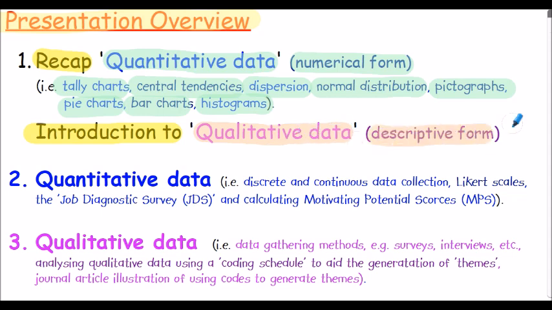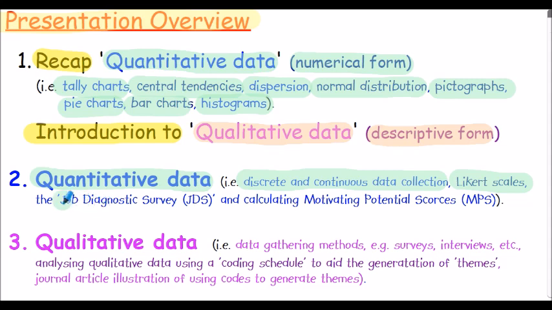Such data relates to textual information that could be obtained from an interview and thus text extracted from the resulting interview transcript. Section 2 considers quantitative data in slightly more depth. We initially define discrete and continuous data collection. We introduce the use of Likert scales, often used in quantitative data gathering, where a specified range of responses are given to a participant related to a question or scenario posed.